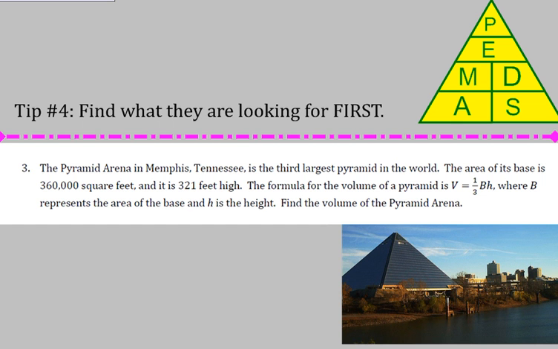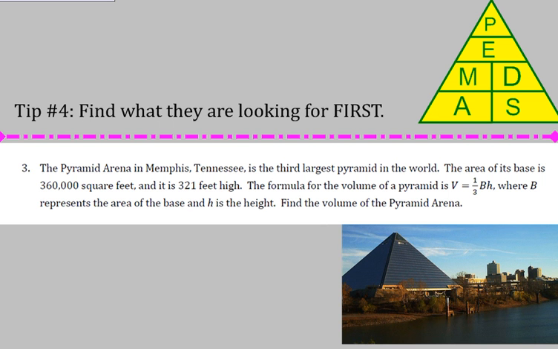All right, so the pyramid arena in Memphis, Tennessee is the third largest pyramid in the world. The area of its base is 360,000 square feet, and it is 321 feet high. The formula for the volume of a pyramid is volume equals 1/3 base times height, where B represents the area of the base and H is the height. Find the volume of the pyramid arena.